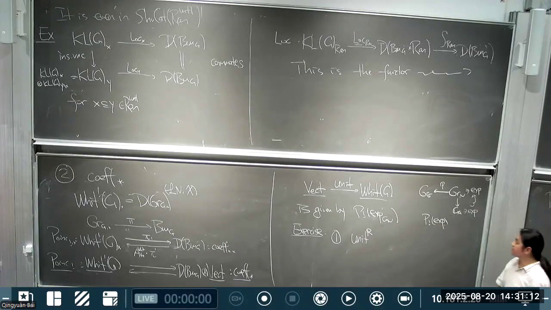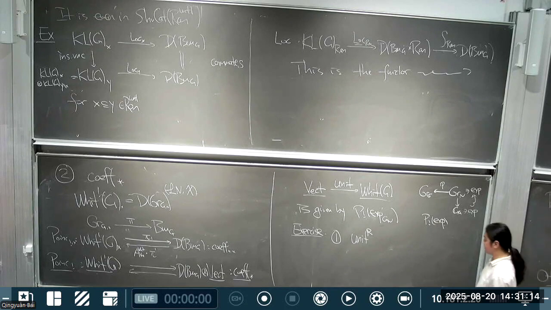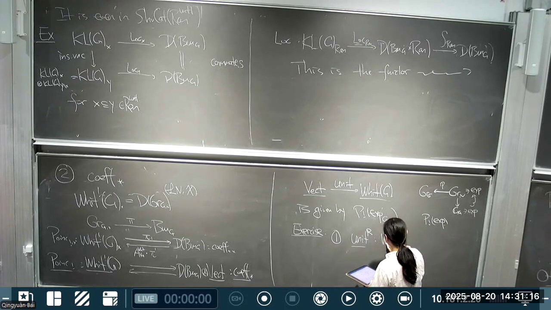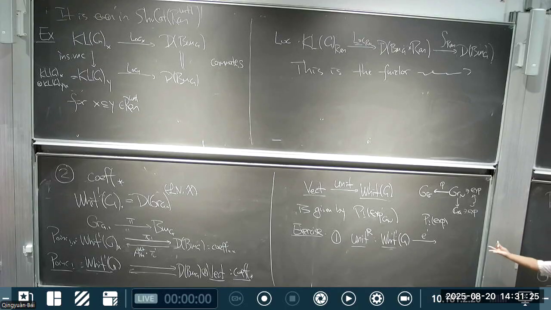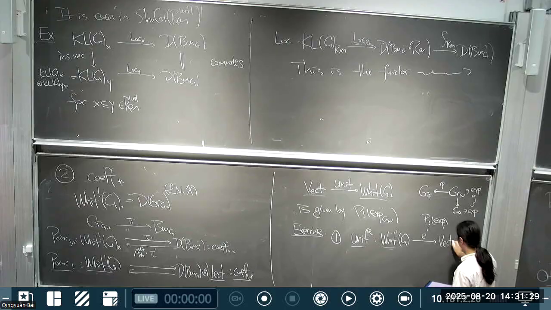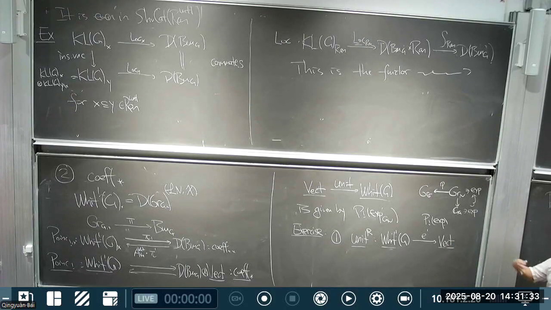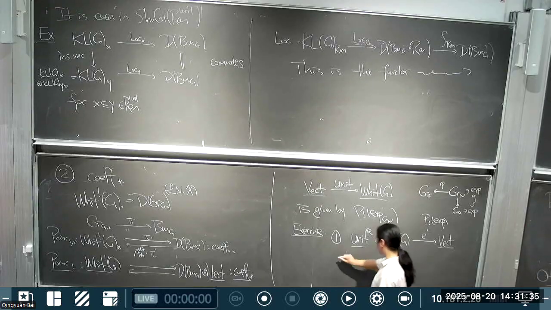It tells you that this unit admits a right adjoint, which is really just given by the fiber of your Whittaker sheaf at the unit section of this Grassmannian. This is kind of easy. I'm just telling you there exists a right adjoint, and I gave you a formula.